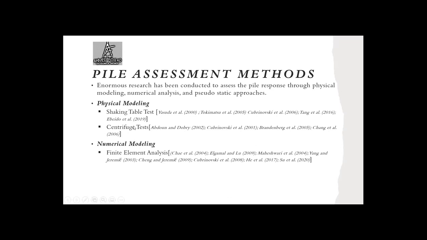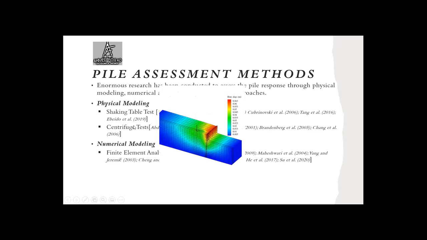One of the techniques that we can use in numerical modeling is finite element analysis, where we can simulate the whole problem with different boundary conditions, and we can measure the lateral displacement and the vertical displacement and the straining actions in the pile and other measurements that we can obtain. Also, the advantage of numerical modeling is that we can conduct a parametric study to study the variability of different parameters, such as the soil parameters or the structural element strength.